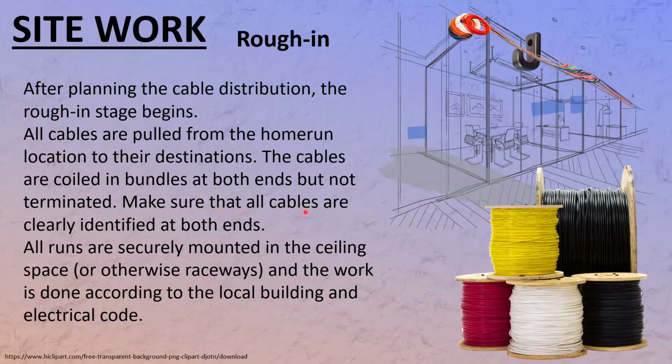Make sure that all the cables are clearly identified at both ends. All runs are securely mounted in the ceiling space or otherwise raceways, and the work is done according to the local building and electrical code. For example, if it's a cold air return plenum that I talked to you about already, then you need to have FT6 rated jacketed cable. If it's not a cold air return plenum, then you can get the less expensive FT4 jacketed cable.